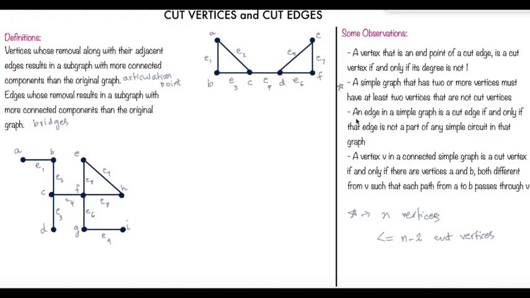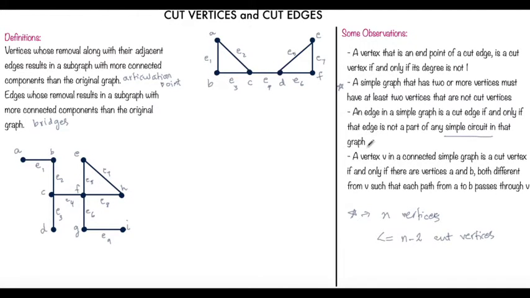Then, an edge in a simple graph is a cut edge if and only if that edge is not a part of any simple circuit in that graph. What is a simple circuit? As we discussed earlier, a simple circuit is a circuit which starts and ends at the same vertex and no edge is repeated. So this is another alternate definition of a cut edge.